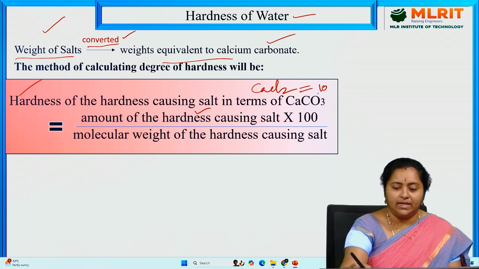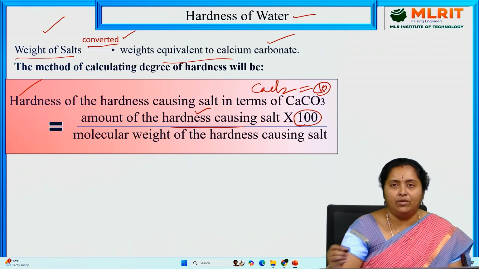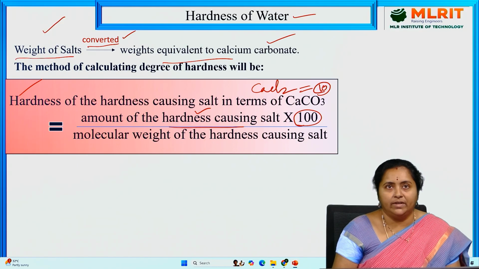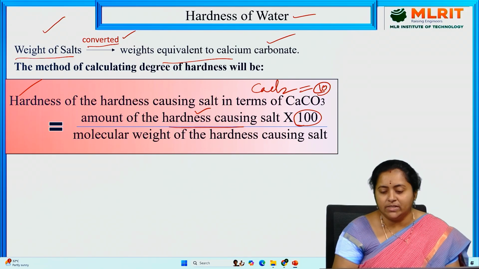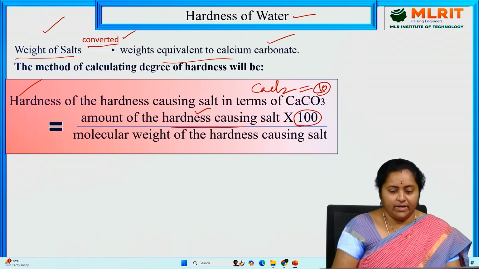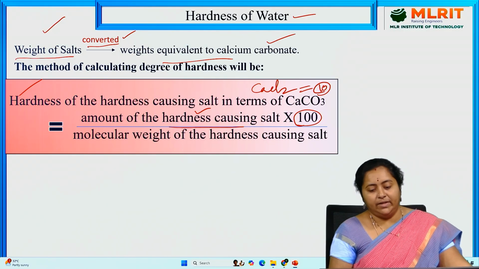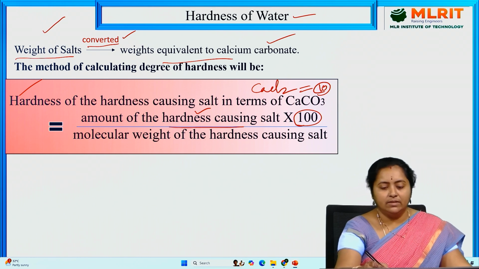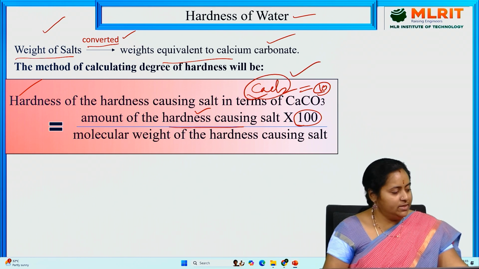So that means this 10 we have to substitute in the place of amount of hardness causing salt into 100. This 100 is nothing but the gram molecular weight of calcium carbonate. As we need to convert any salt weight in terms of CaCO3 equivalents, we have to use a multiplication factor of 100. This 100 is nothing but the molecular weight of calcium carbonate. So it is divided by the gram molecular weight of hardness causing salt, that means the gram molecular weight of calcium chloride. It is to be substituted.